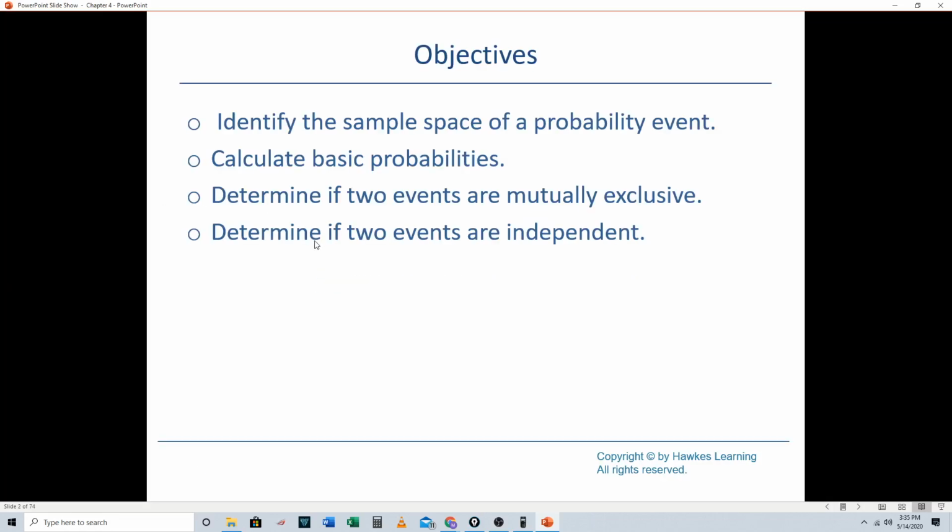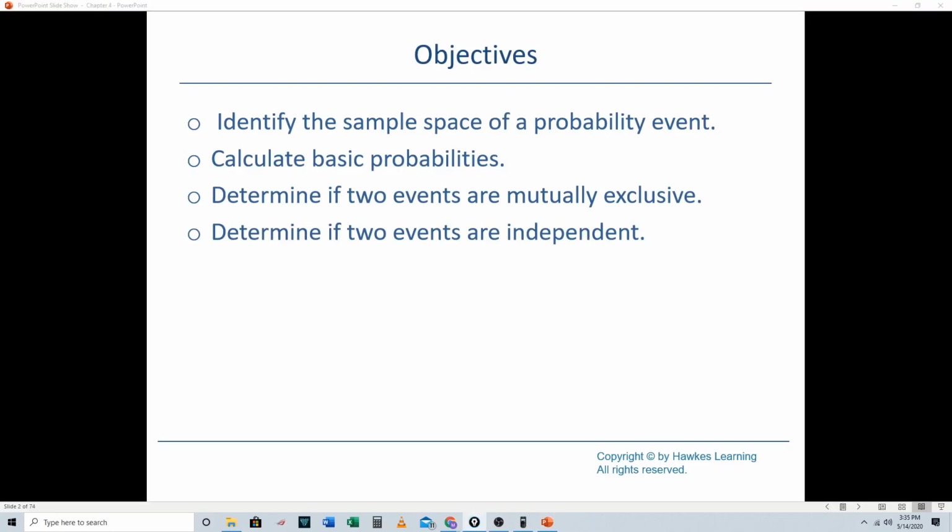Okay. So again, introduction to probability. We're going to identify the sample space of a probability event, calculate basic probabilities, determine if two events are mutually exclusive, and determine if events are independent.